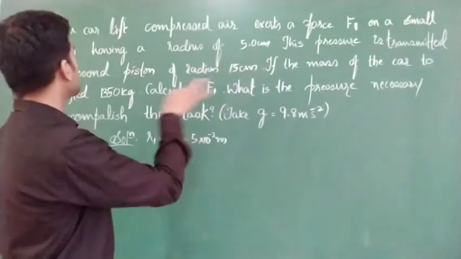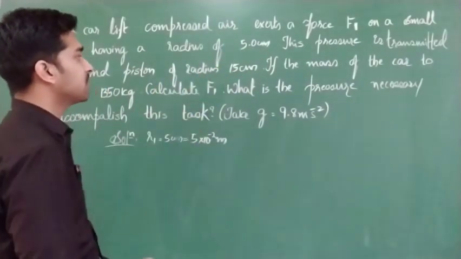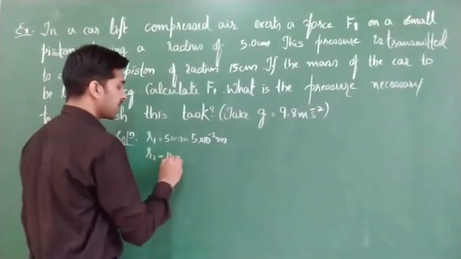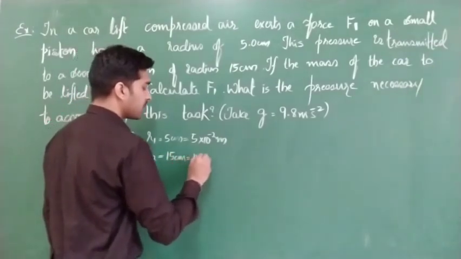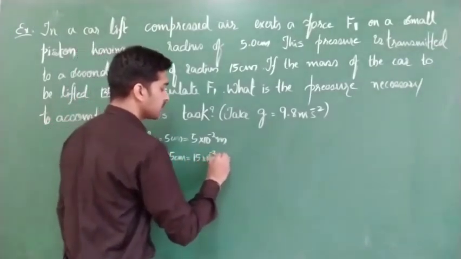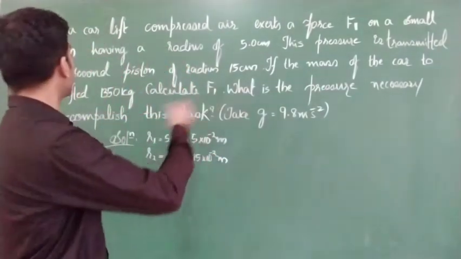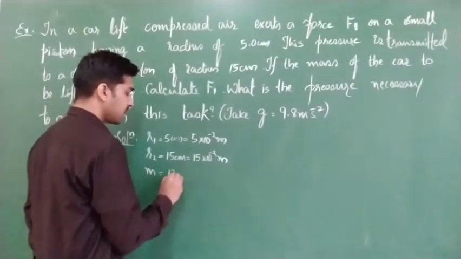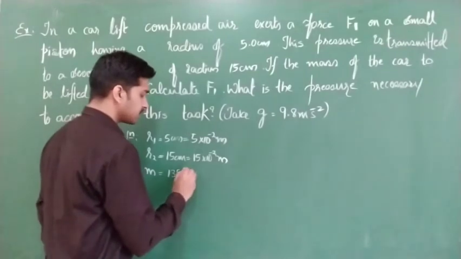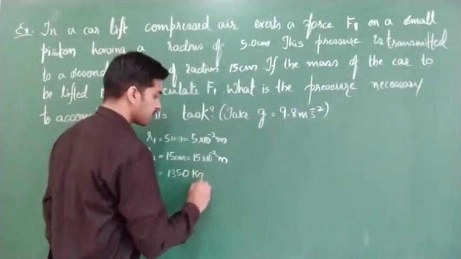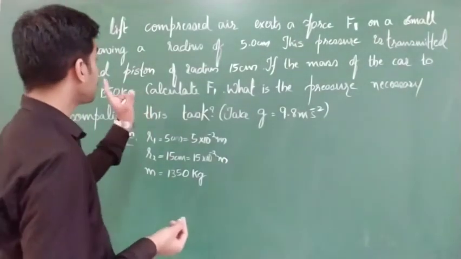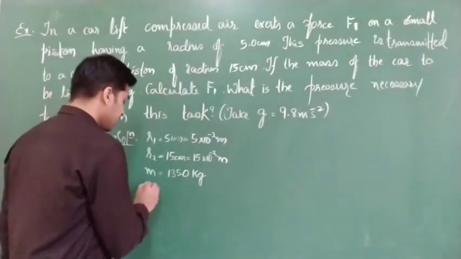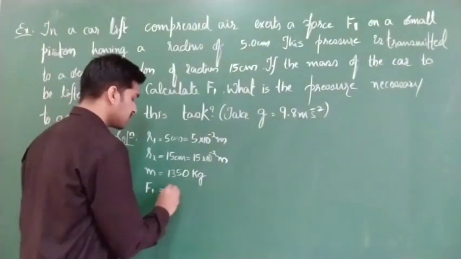Okay. This pressure is transmitted to a second piston of radius 15 cm. So what is 15 cm? Yes, can you tell me R2 is equal to what? 15 centimeter or 15 into 10 to the power of minus 2 meters. Okay. If the mass of car to be lifted 1350 kg. So M, they had given mass of car, 1350 kg. Calculate F1. Directly they are informing us, calculate F1. So F1 is equal to what?